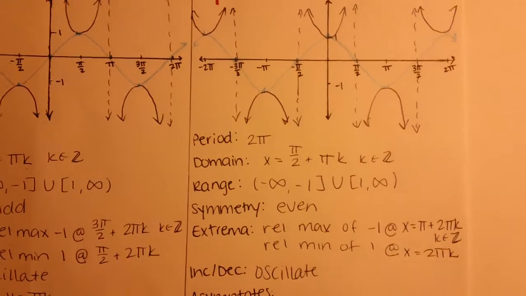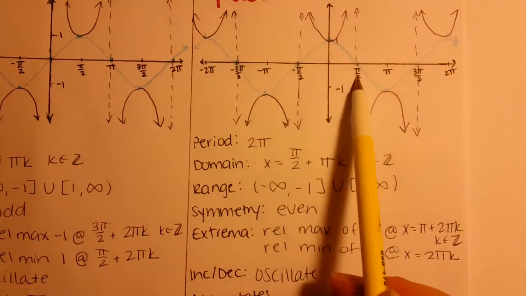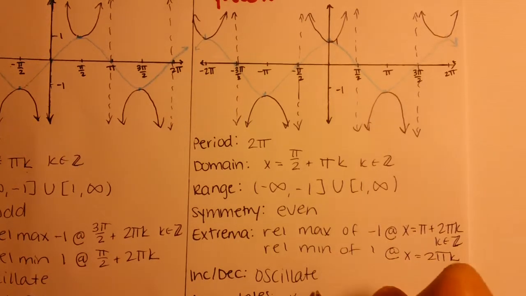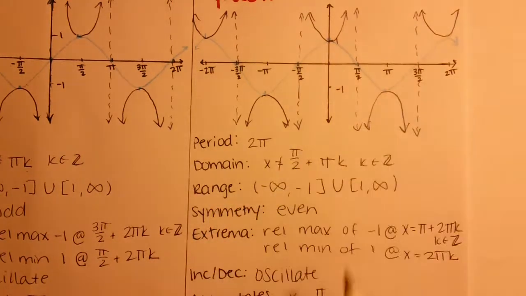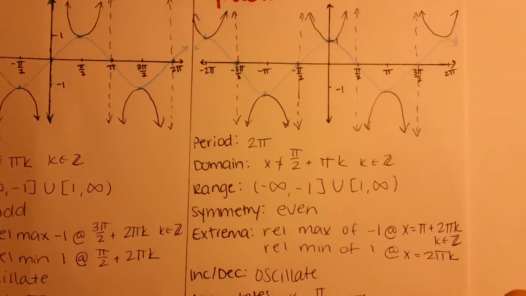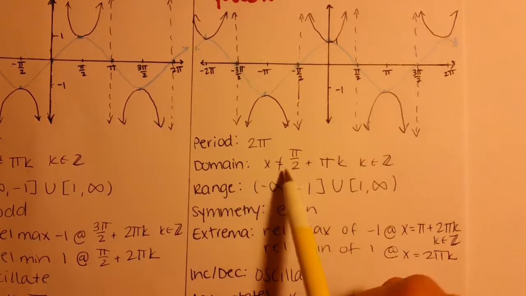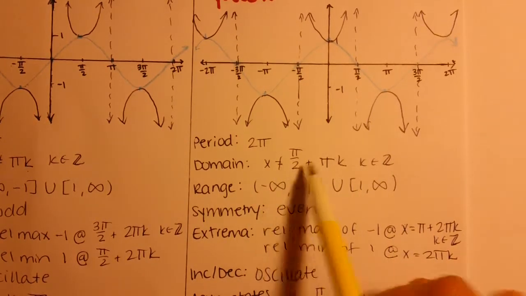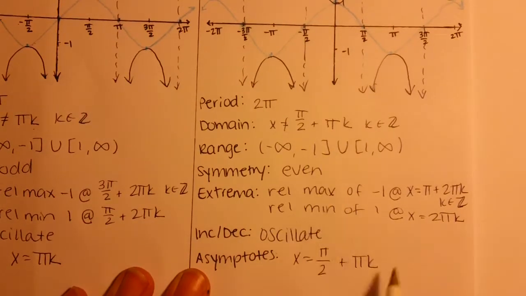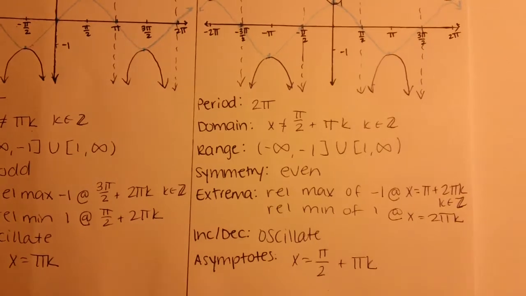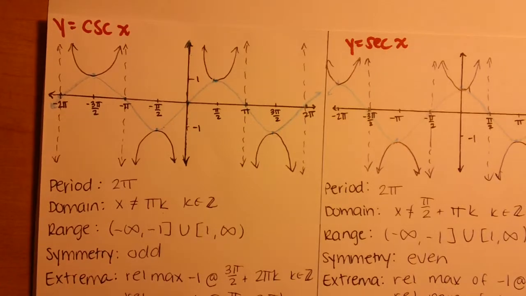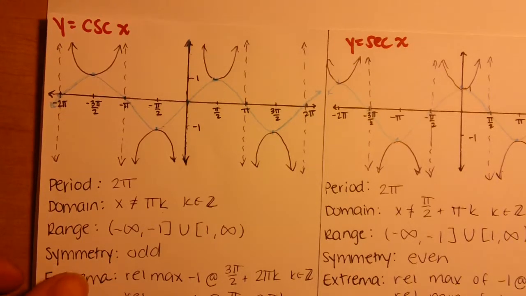And then our asymptotes here, we have one at pi over 2, so our asymptotes are basically where our domain does not exist. It is pi over 2 plus pi k, and I forgot the does-not-equal up here, so the domain does not exist at those points. And then our asymptotes are where our domain does not exist. Alright, so that's cosecant and secant, which are the reciprocals of sine and cosine.